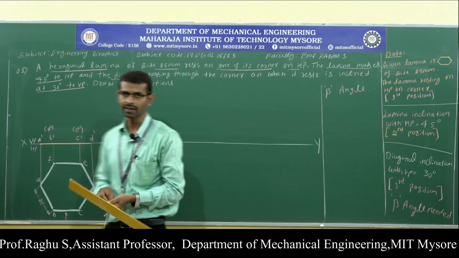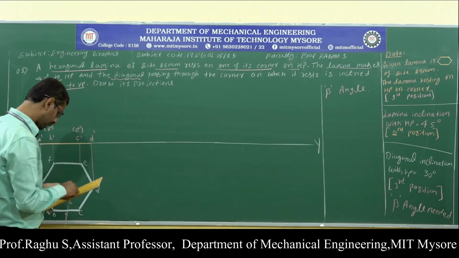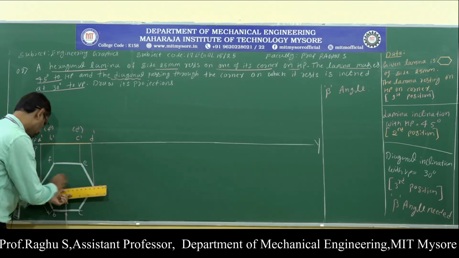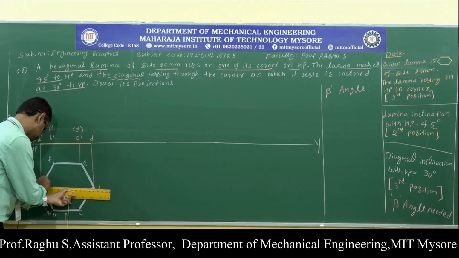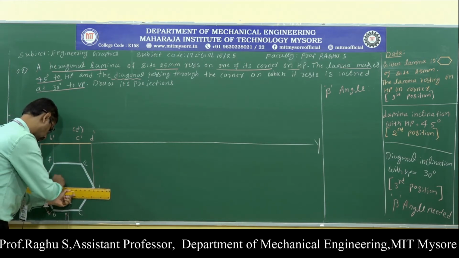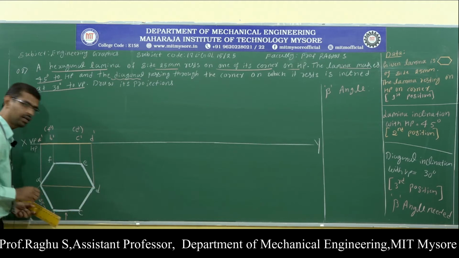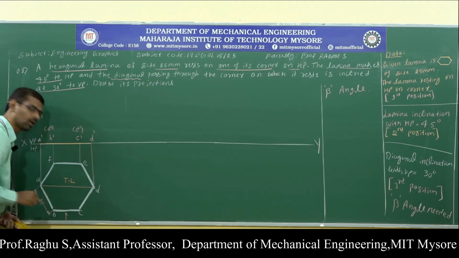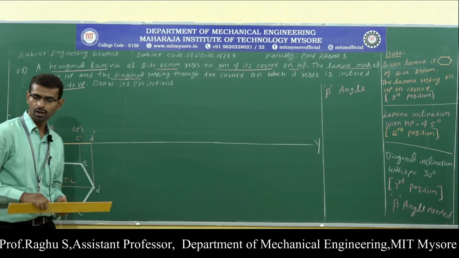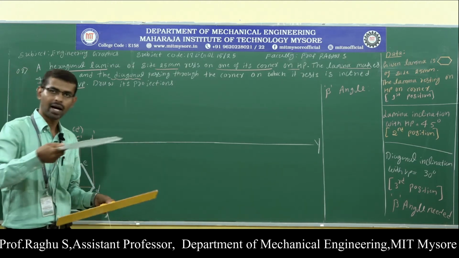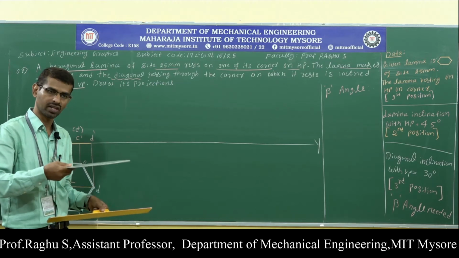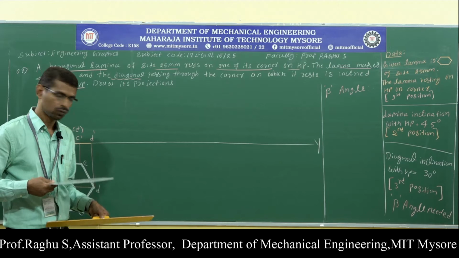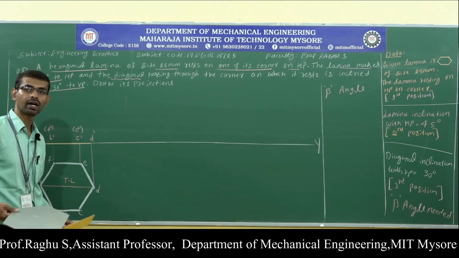Next, since it is a diagonal inclination problem, draw the diagonal using a thin line. So this is the true length of the diagonal. Why is it called the true length? Because when the lamina is parallel to HP or placed on HP, the length of the diagonal will not change. Therefore, it is called the true length of the diagonal.